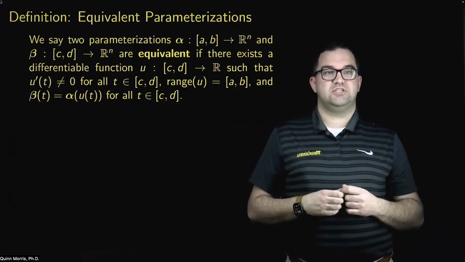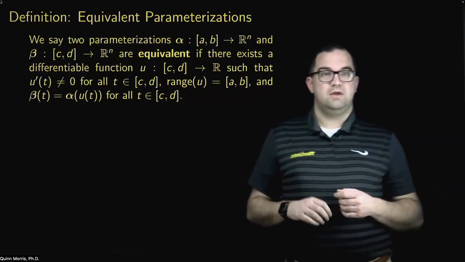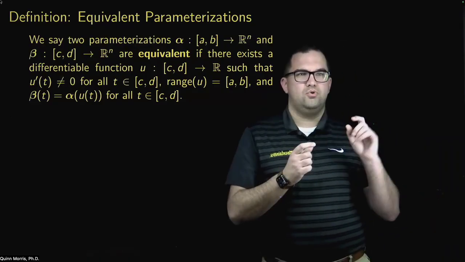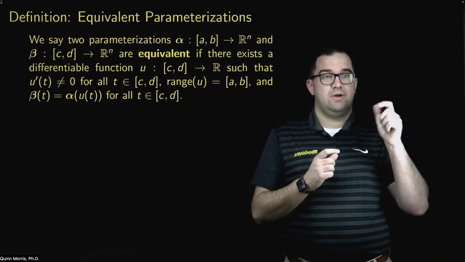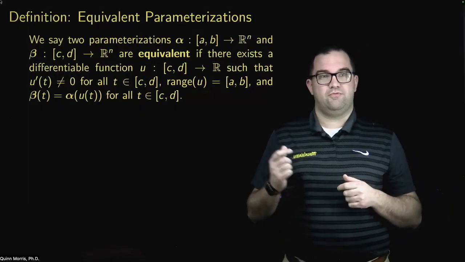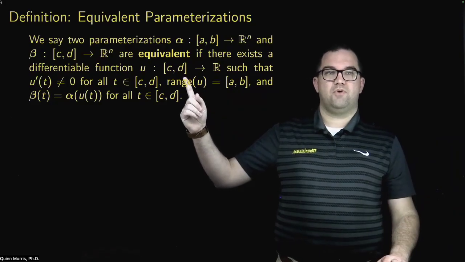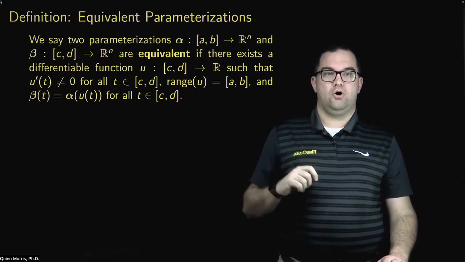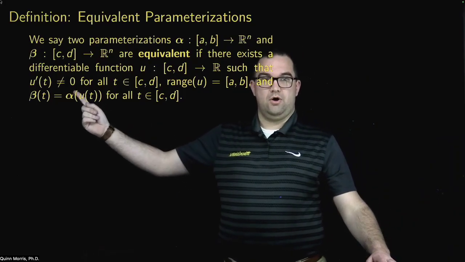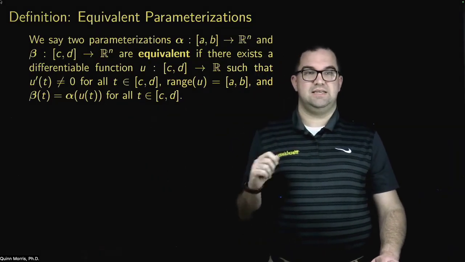I'll say these parameterizations are equivalent if there exists a differentiable function u. This u we're going to think of as sort of a change of variable or change of parameter function. If there exists this differentiable function u, which maps from [c, d] into R, such that u prime is not equal to 0 for all t in [c, d].